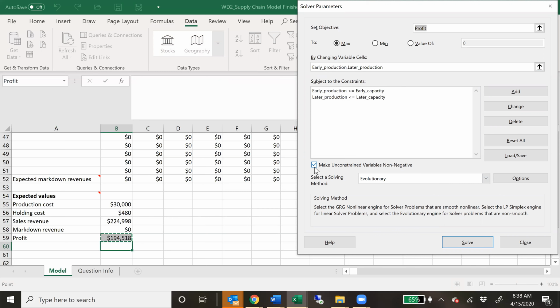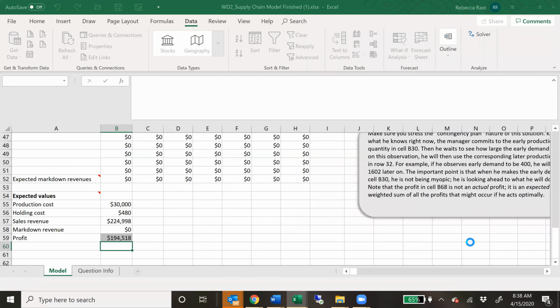Then you'd have this checked as usual, it's automatically already checked. And then the key here is to change this to evolutionary model. So it's evolutionary, and this is where we have a lot of problems with Solver. So some of you will have it where it takes quite a while to crunch, and it may come back. So let's go ahead and crunch this here.